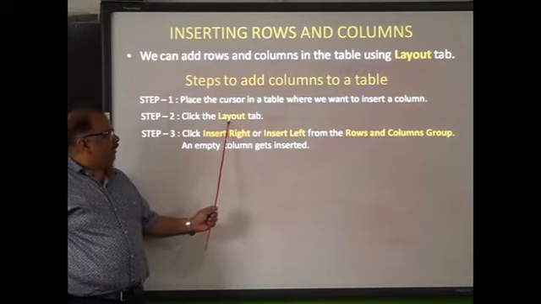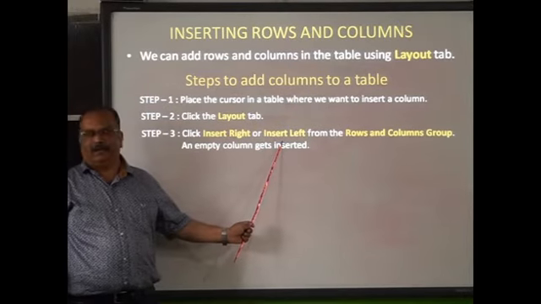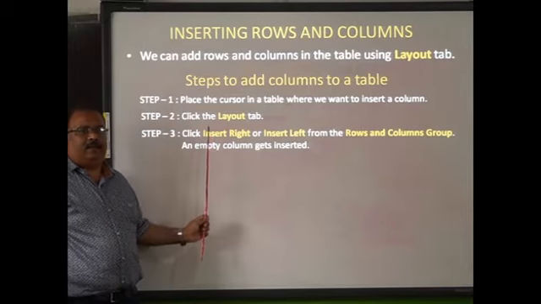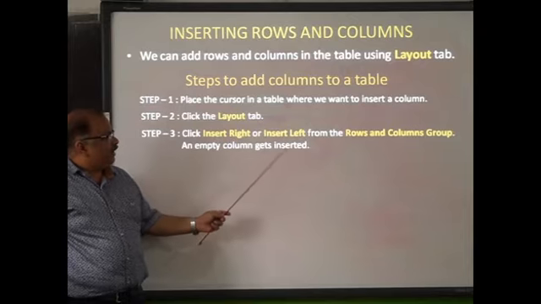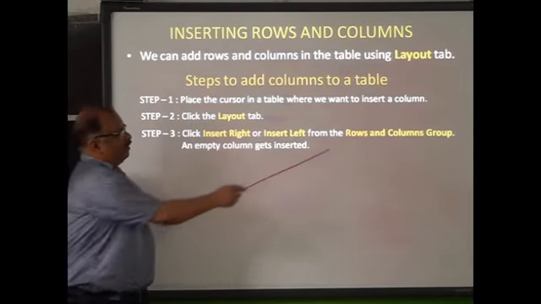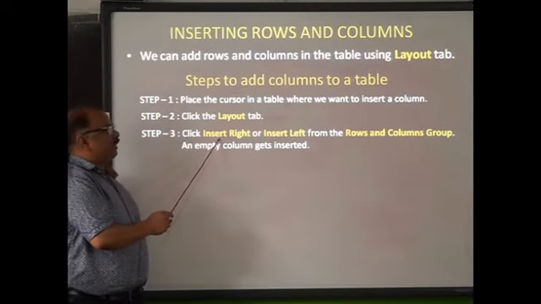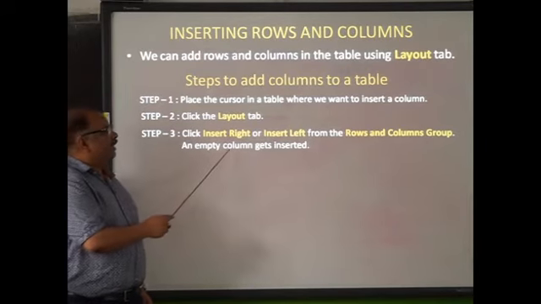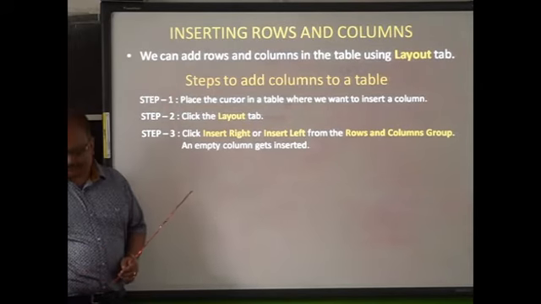Now once you click the layout tab, you will have two options: insert right or insert left. If you click insert right, a column is created or inserted on the right side of the cell where you have chosen. If you go for left, it will be done towards the left side. So in the rows and columns group, you will find these two options: insert right or insert left. As per your need, you can choose any one. An empty column gets inserted either to the right side or to the left side.